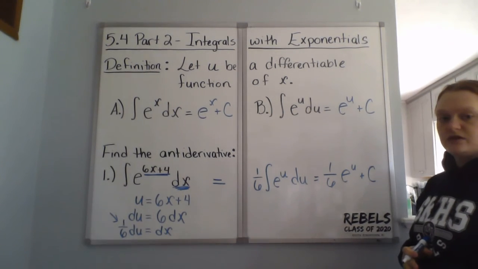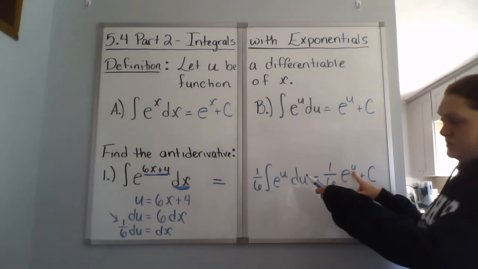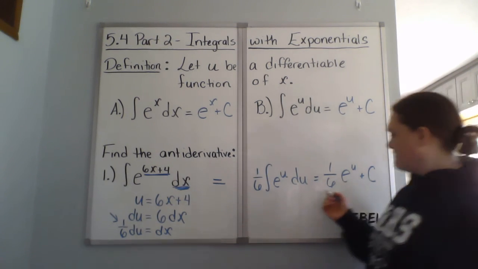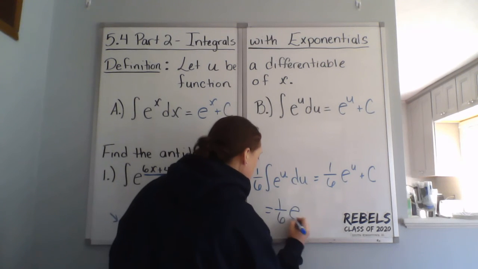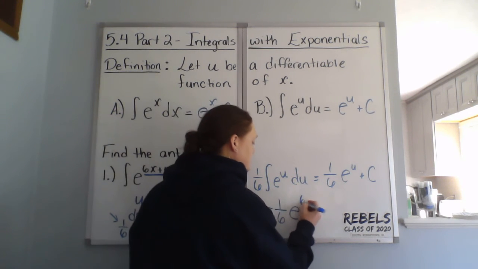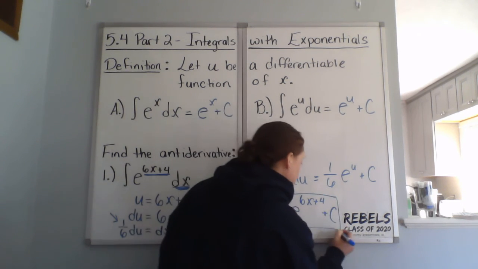That's the antiderivative. To get to our final answer, though, we can't leave u in the final answer because we didn't have u in the original problem. So the very final answer here will be the 1/6 e to the u, which was 6x plus 4, plus c. All right, and there's our final answer. So that's our first example.